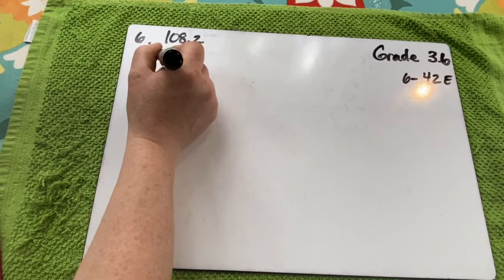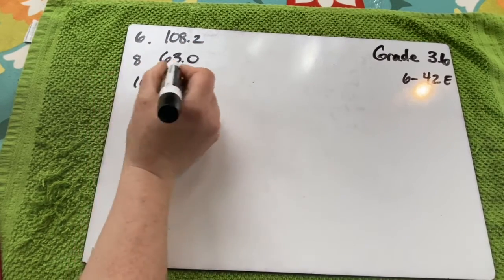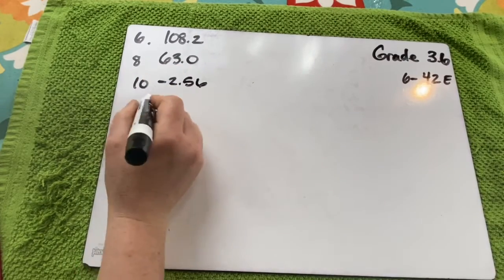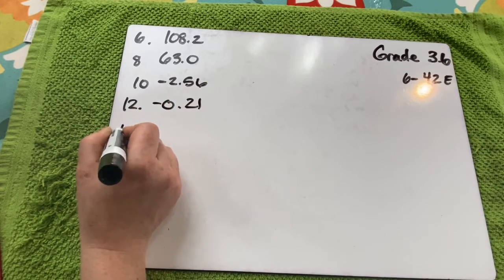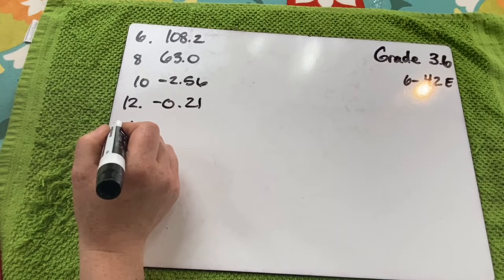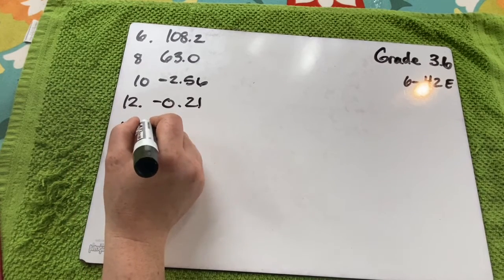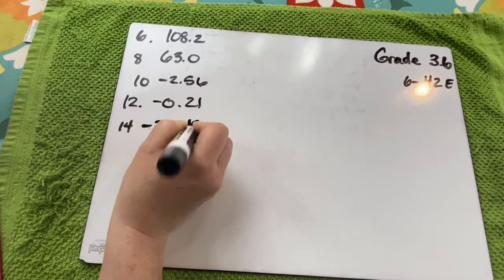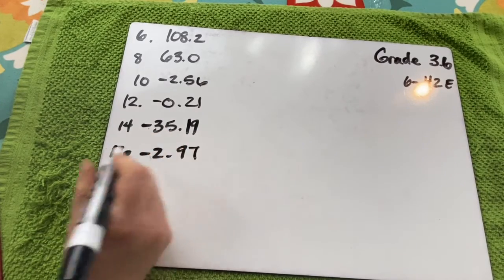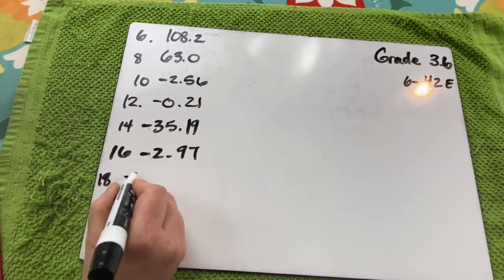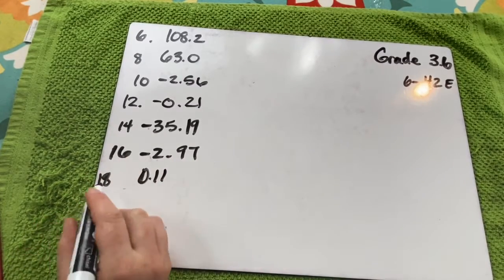Number 8 should just be 63.0. 10 should be negative 2.56. 12 should be negative 0.21. 14, it says round, so negative 35.19. 16, negative 2.97. 18, 0.11. Not negative, sorry, not negative 0.11.